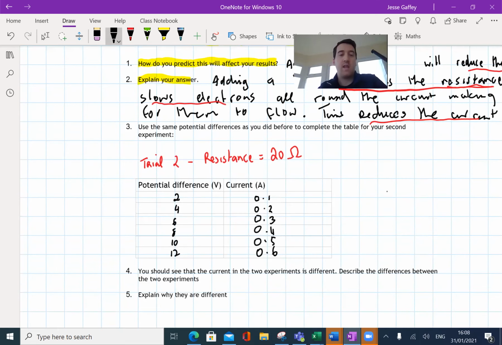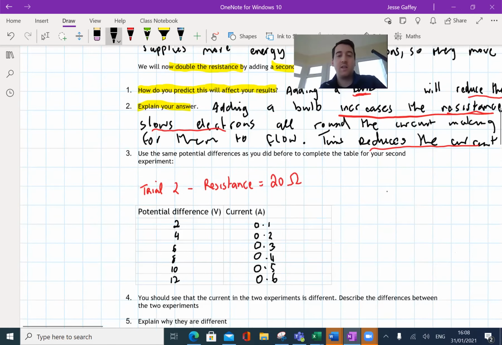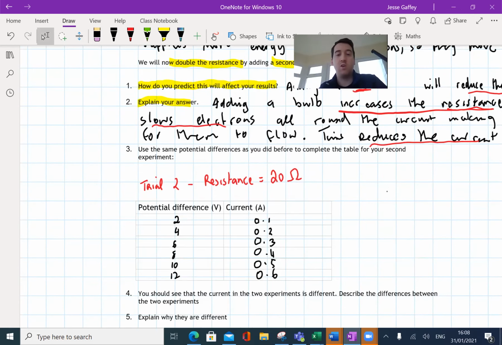So remember, we've used the same potential differences as in the first trial. The only thing we've changed is that this time the resistance is twice as much, and it caused the current for each reading to be half. So essentially, if you increase the resistance, the current decreases. That's what we've seen there.